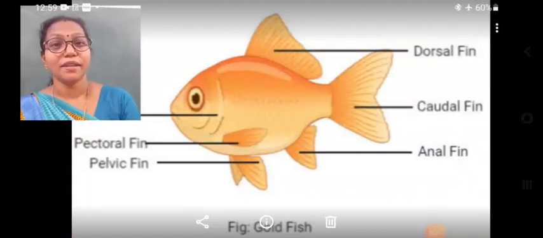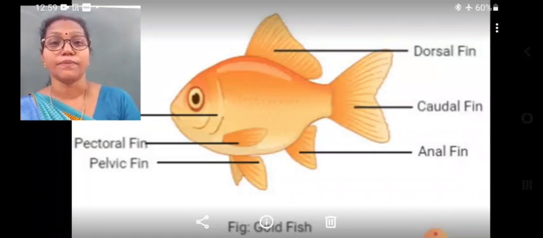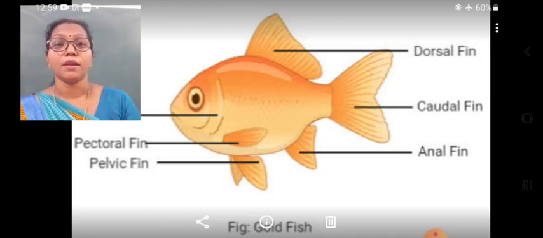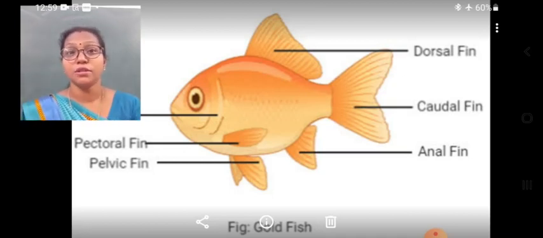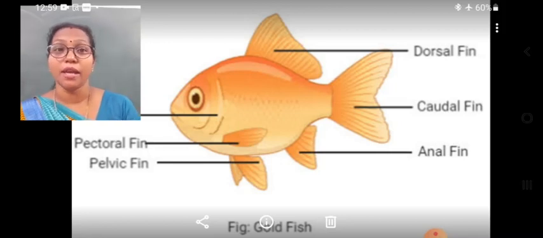Dear students, in this video we are going to learn about the adaptations present in aquatic organisms such as fish. We are going to understand how a fish moves in water. Students, fish live in both freshwater and marine habitats.